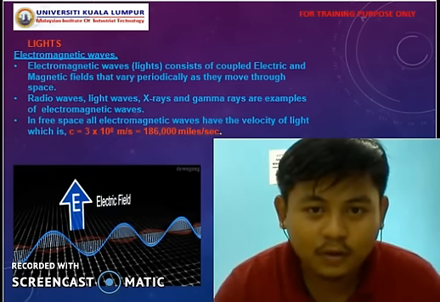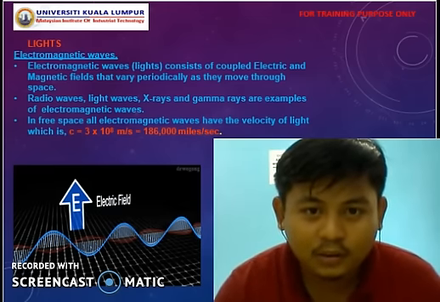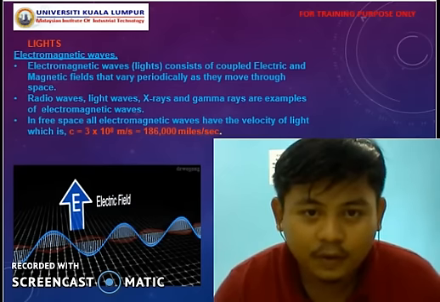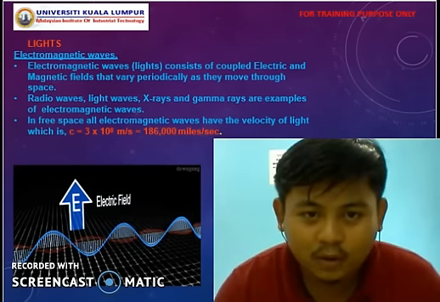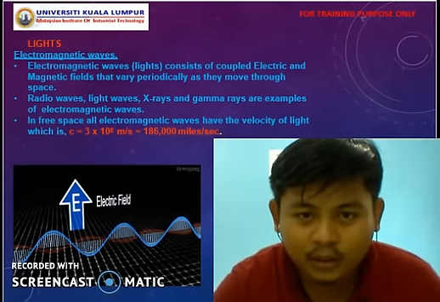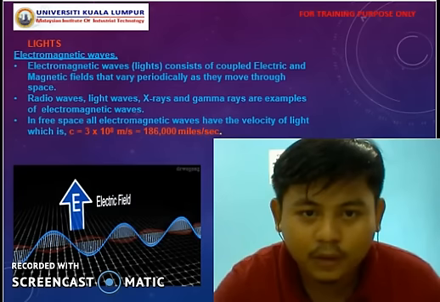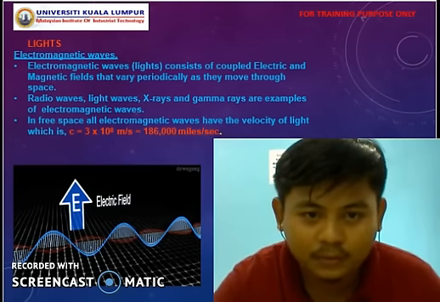So then is electromagnetic wave. Electromagnetic waves consist of coupled electric and magnetic fields that vary periodically as they move through space. Radio waves, light waves, X-rays, and gamma rays are examples of electromagnetic waves. In free space, all electromagnetic waves have the velocity of light, which is c = 3 × 10^8 meters per second, equal to 186,000 miles per second.